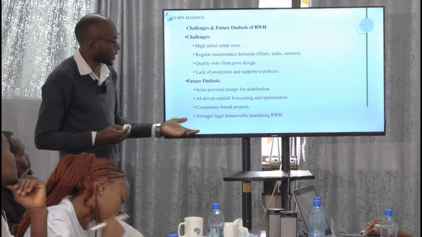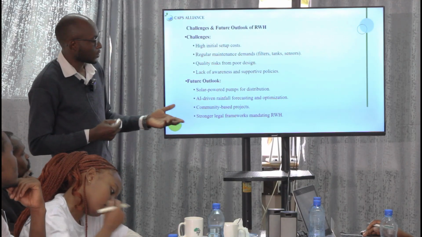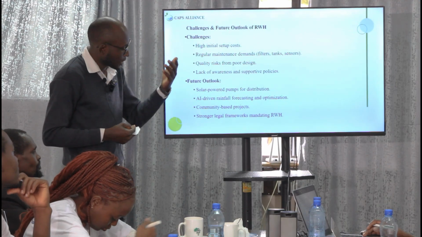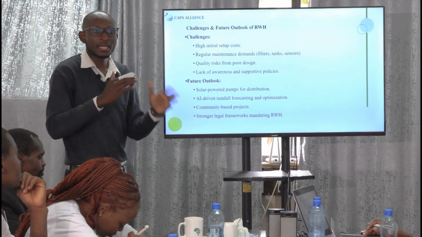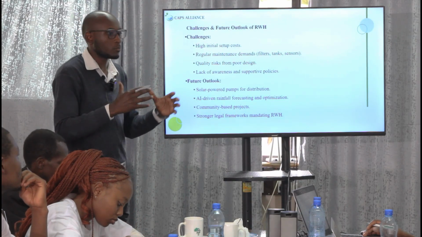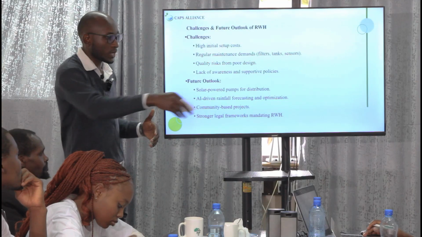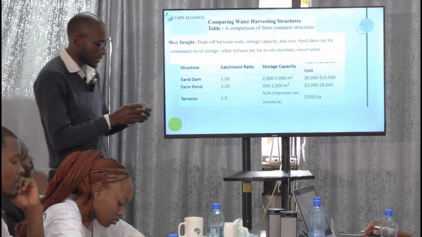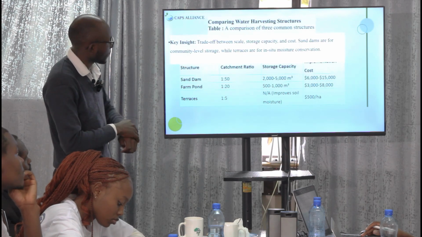energy that is sustainable, that is green energy that is sustainable, solar source. We can enhance the distribution of water and practices such as AI-driven forecasting, so that using machine learning, we can determine more and have more accurate ways of determining weather conditions, so as we can enhance our farming.